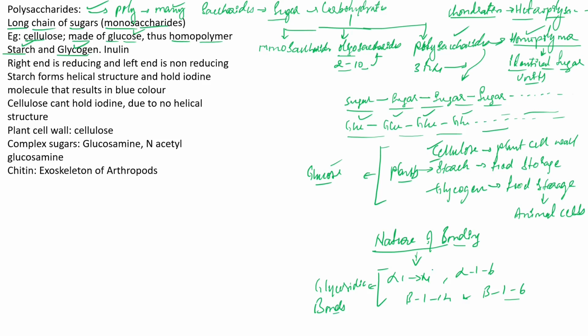We call them the glycosidic bonds, right? So we will discuss the nature of bonding shortly in the next class. Here, cellulose, starch, and glycogen differ. All of them differ in the nature of bonding. The difference between these molecules is the nature of bonding.